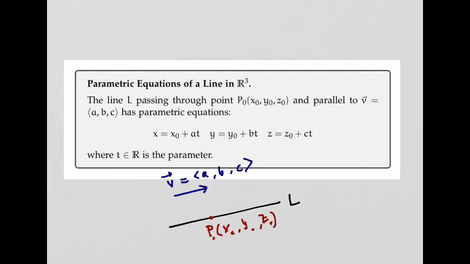t is the parameter. This means that to determine a line in three-dimensional space, we need two things. We need a point P0 on the line and a vector v which is parallel to that line.